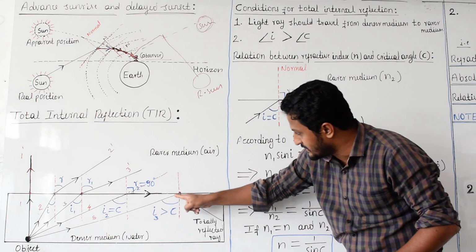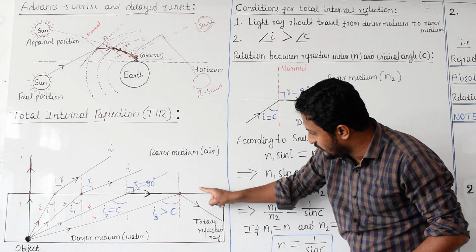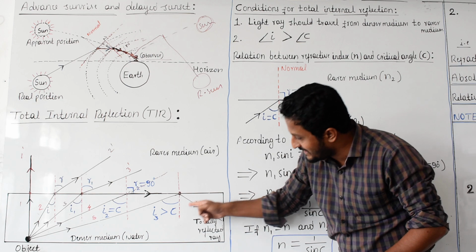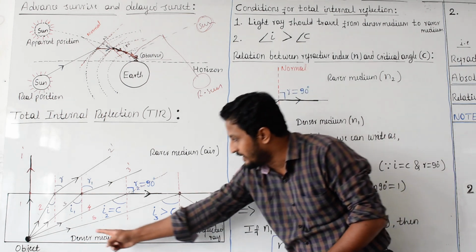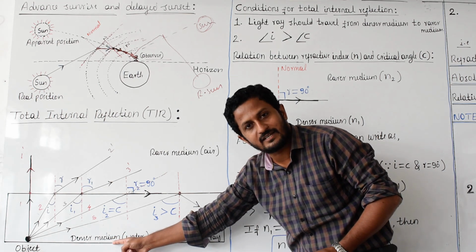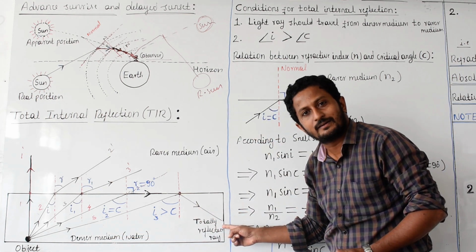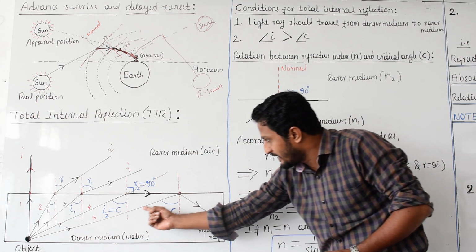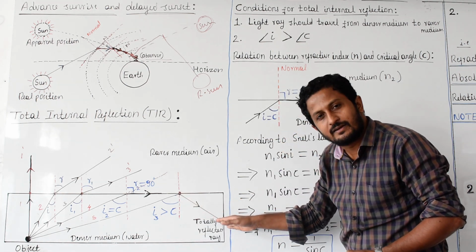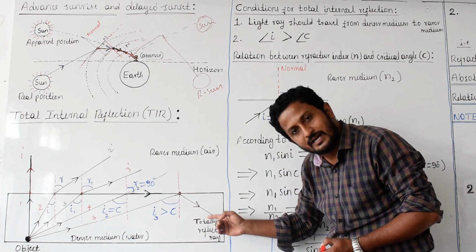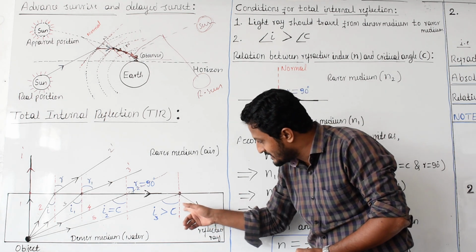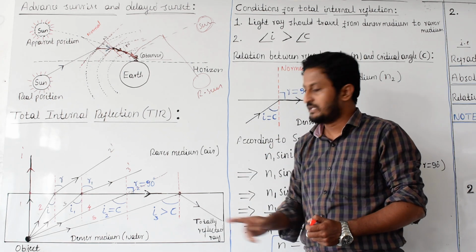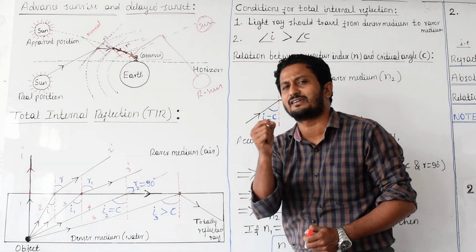This ray came like this and got incident here. Instead of going straight, it again bent away from the normal. But here, see how it looks: the light ray came from the denser medium and again bounced back to the denser medium only. Light ray came from the denser medium, again deviated or bounced back to the denser medium only. Now this we call total internal reflection.